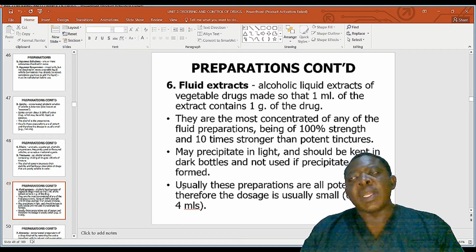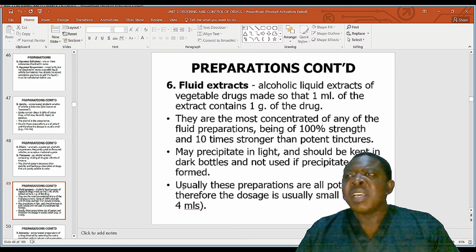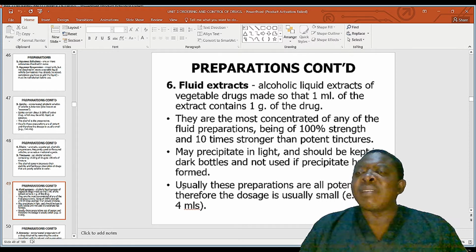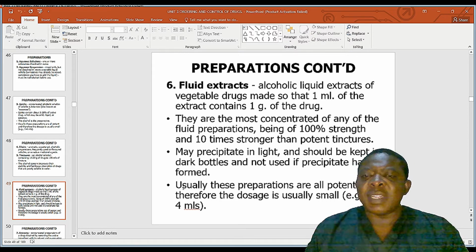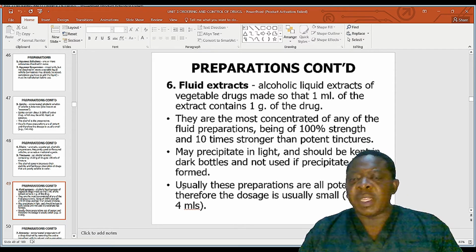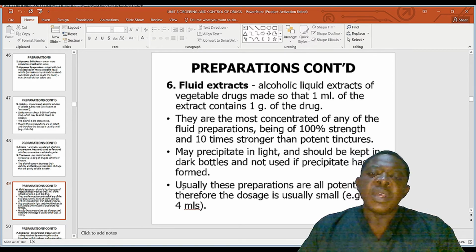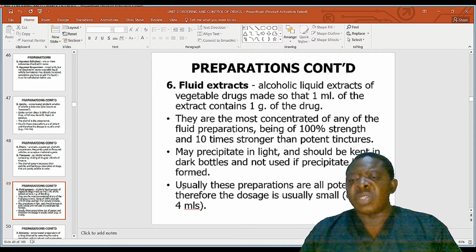You may be wondering why most syrups, drugs, and the like are found in a brown bottle. It is because they can easily be affected by light. So that is why they are packaged in those brown bottles. Usually, these preparations are all potent and therefore the dosage is usually small.